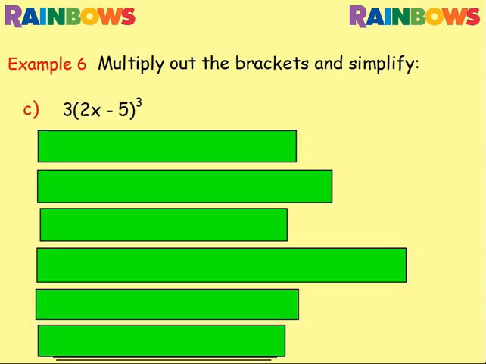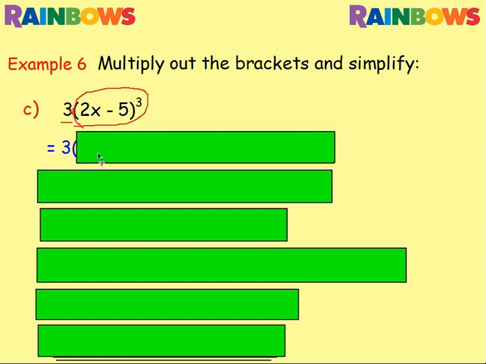Woo! With C, 3 bracket 2x take away 5 cubed. Once again, similar to the negative 1 in the last lesson, we would have this cubed, and we're also timesing by 3. If you think about BIDMAS or BODMAS, then you would do the cubed bit. You would do your index. You would do the 2x take away 5 to the power of 3 before you multiply by 3. Think about BIDMAS slash BODMAS.